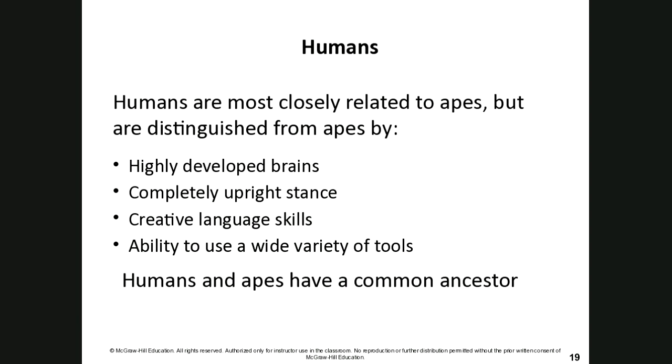So humans specifically, as far as other animals within the domain of Eukarya in the animal kingdom, we're most closely related to apes. But what distinguishes us from apes is that we have a more developed brain, and it's been hypothesized that we have a more developed brain because of all of the fat that we were able to consume in the early stages of our evolution.